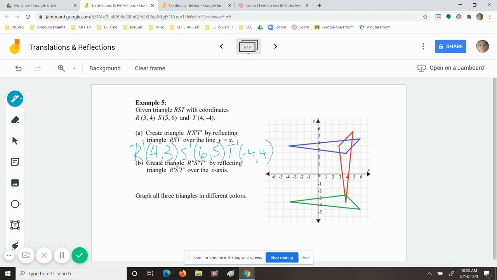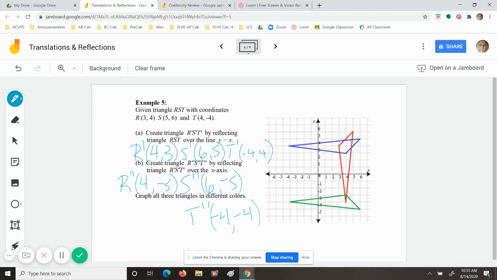Then we want to flip over the x-axis. So remember, to go over the x-axis, we have to negate the y-coordinate. So let's do that. Keep x the same, negate the y. S, keep the x the same, negate the y. And then last coordinate, new T, keep the x the same and negate the y coordinate. So these are our final coordinates.